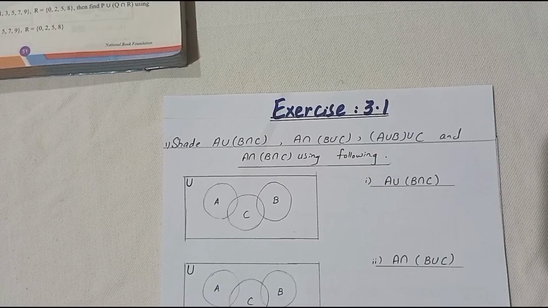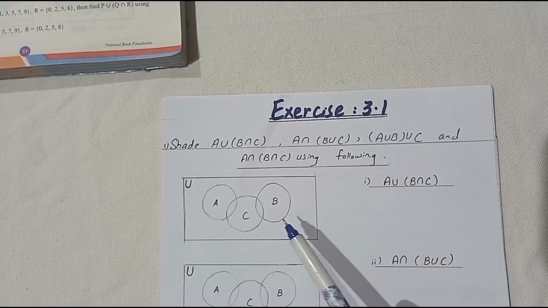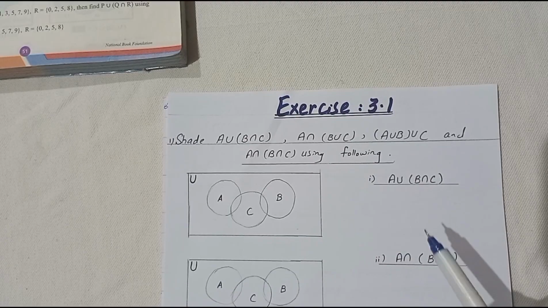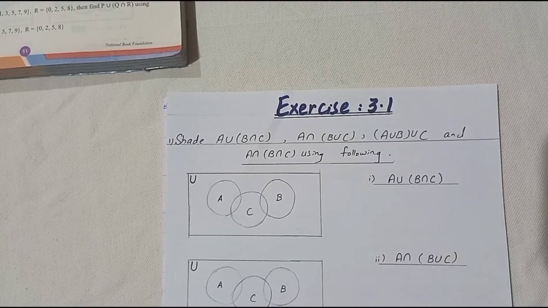Question number 1 is the shading of four operations on a given Venn diagram. So we have to apply all the four operations on the single Venn diagram. The first one is A union B intersection C.